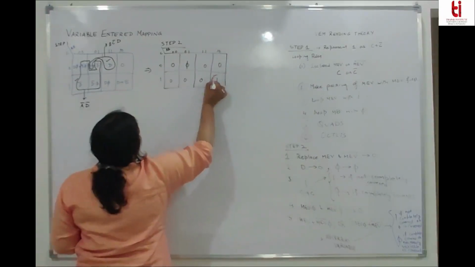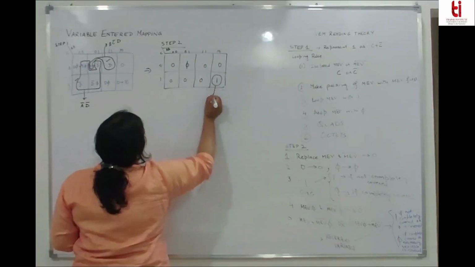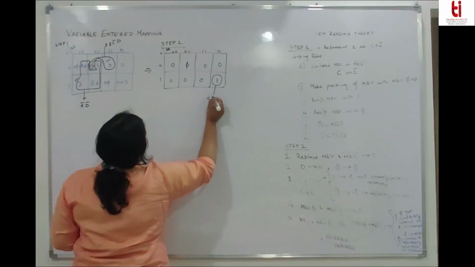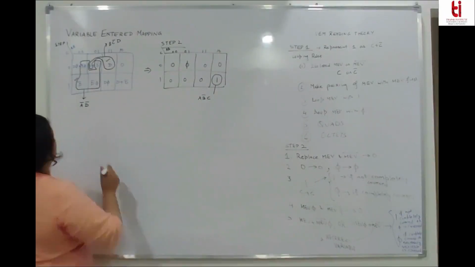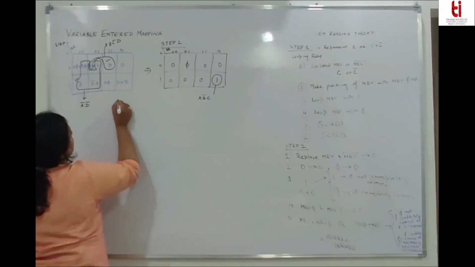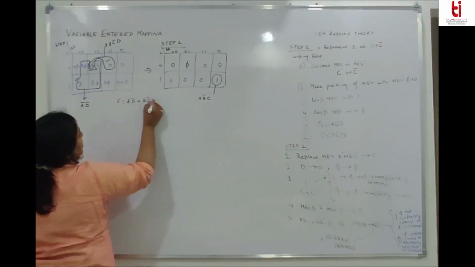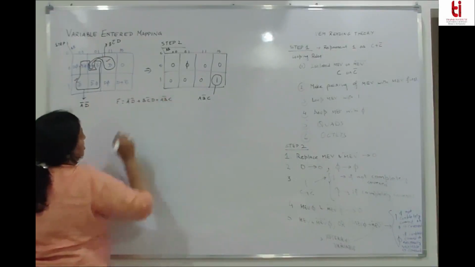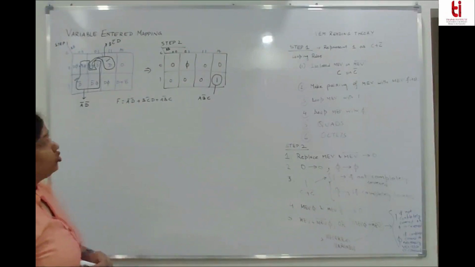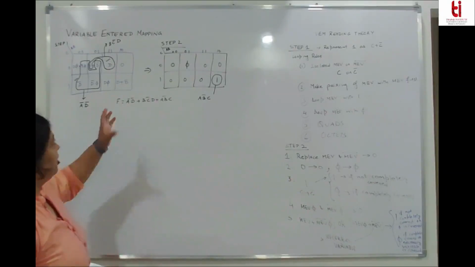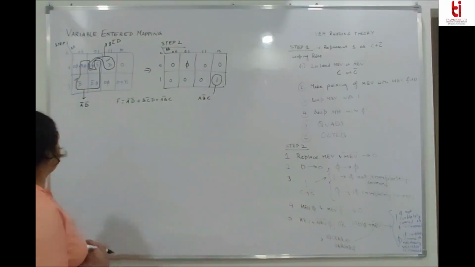What do you get here? This is a min term left. So what is this min term? C or AB bar. So what is the function? This function is A bar D bar B C bar D plus A B bar. So this is a reduced function. You do not have to go for a 4 variable K-map. You took one variable, plotted it as a map entered variable, and you get a function.